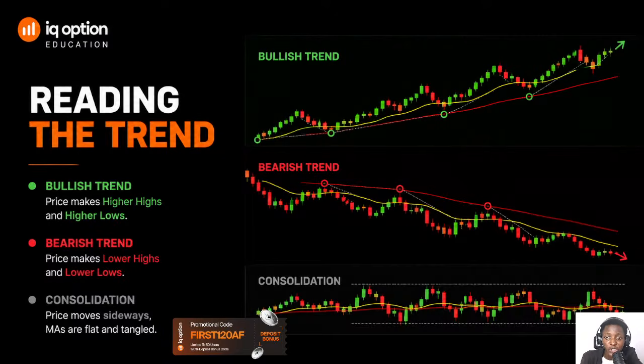So for the bearish trend, you can see that whenever price touches this level, it becomes like a resistance level. It just continues going down. And a bearish trend is when the market will create lower lows and lower highs. So a bullish trend creates higher highs and higher lows, and a bearish trend creates lower lows and lower highs.